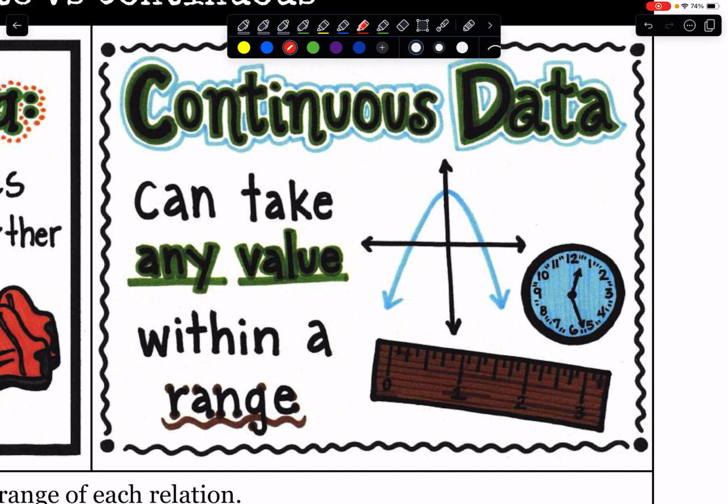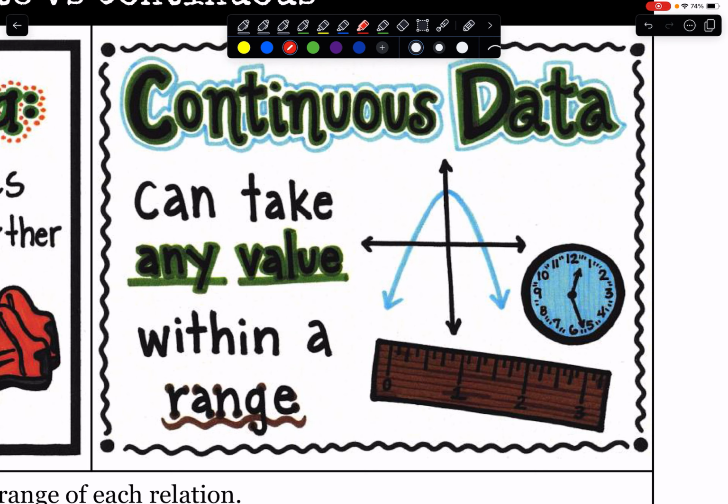Okay, we can have half of a minute, which is, again, going to be like seconds. We can have half of a second as well. So again, it can be broken into smaller intervals and smaller sections. That is referred to as continuous data. And the way that we identify the domain and range for a discrete set of data is different than the way we identify the domain and range for a continuous set of data.